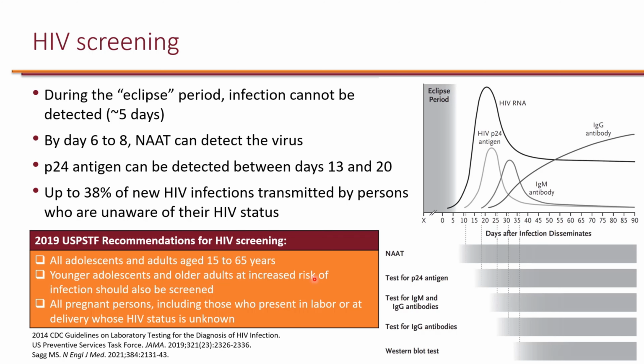In fact, the 2019 USPSTF recommendations for HIV screening include all adolescents and adults aged 15 to 65 years. And people who are younger or older, if they have increased risk of infection, should also be screened. And of course, all pregnant persons, including those who present in labor or at delivery, whose HIV status is unknown, should be screened for HIV.